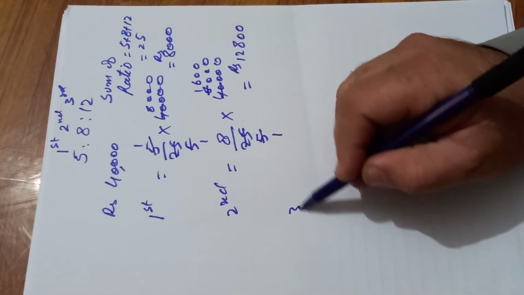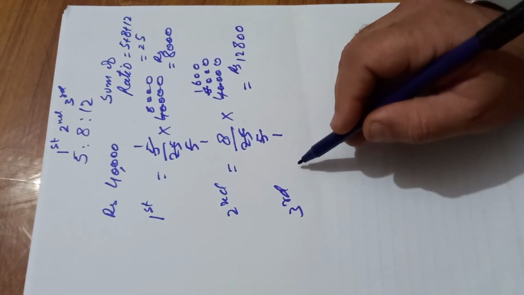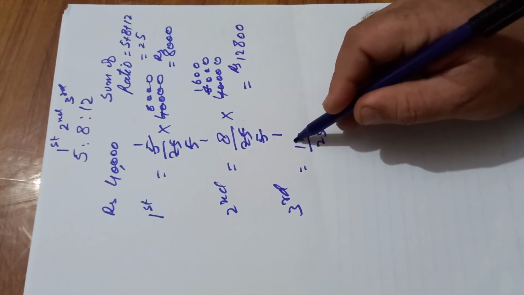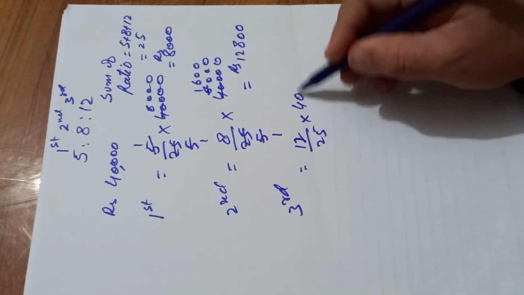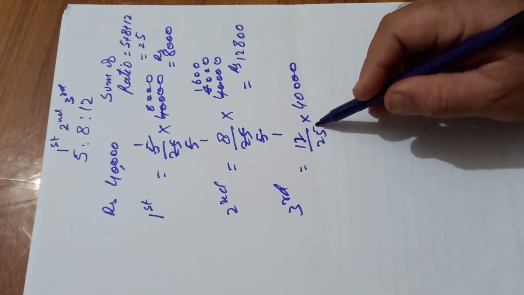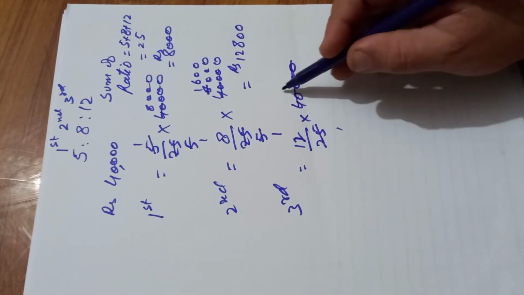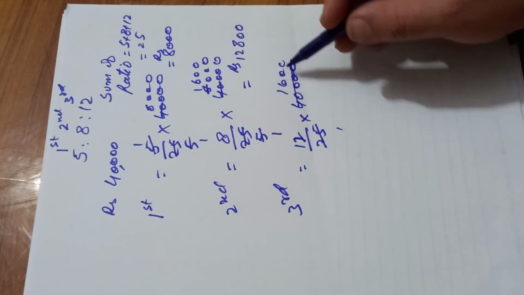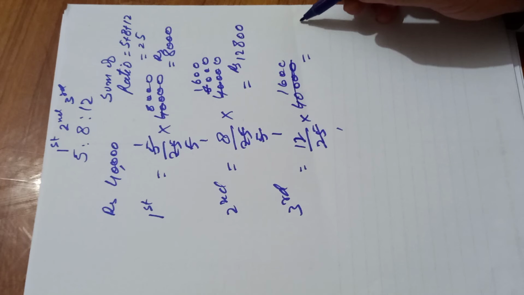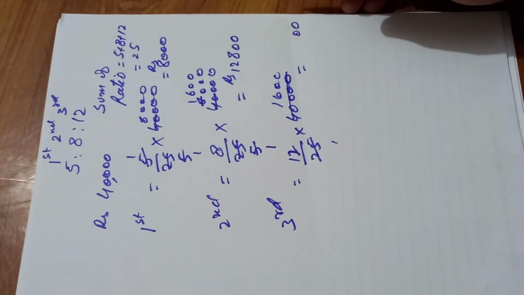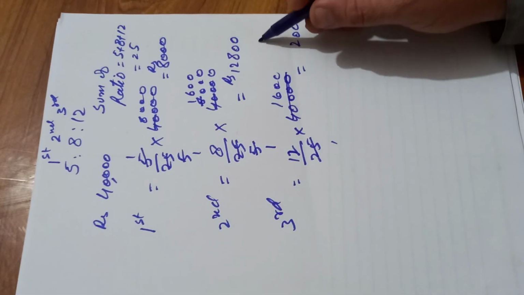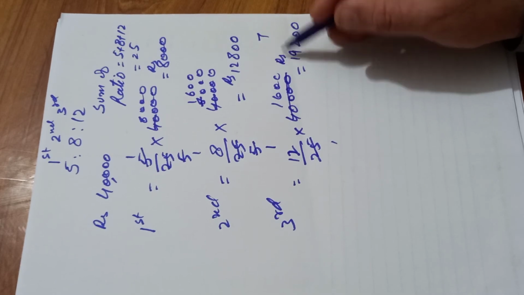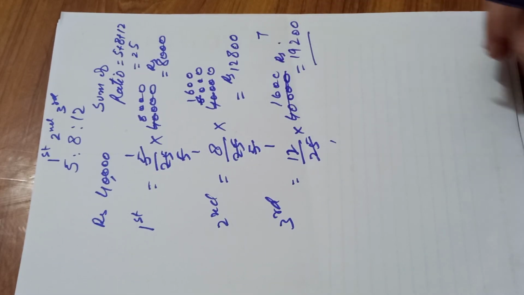The third partner will get 12 out of 25, and how much out of 40,000. So 25 one time is 25, 1600 as we did it here. So 1600 multiplied with 12, 2 zeros as it is, 2 6s are 12, 2 carry 1, 12 ones are 12 plus 7 is 19. So this is the amount the third partner will get.